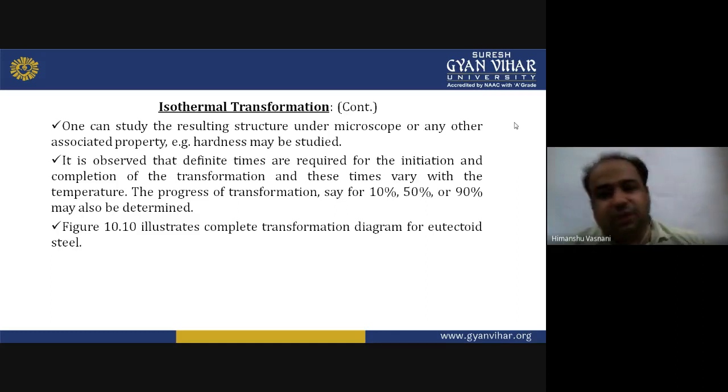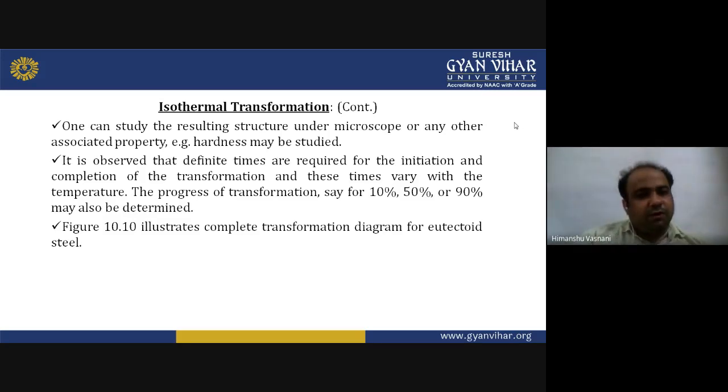So the resulting structure that we have obtained after this can be studied under a microscope or any other associated property. For example, the hardness can be studied, or whatever test you can do, you can do it and then check the hardness also. So it is observed that definite times are required for the initiation and completion of the transformation. Depending upon the composition, a definite time is required for the initiation and completion of the transformation. And these times vary with the temperature also.